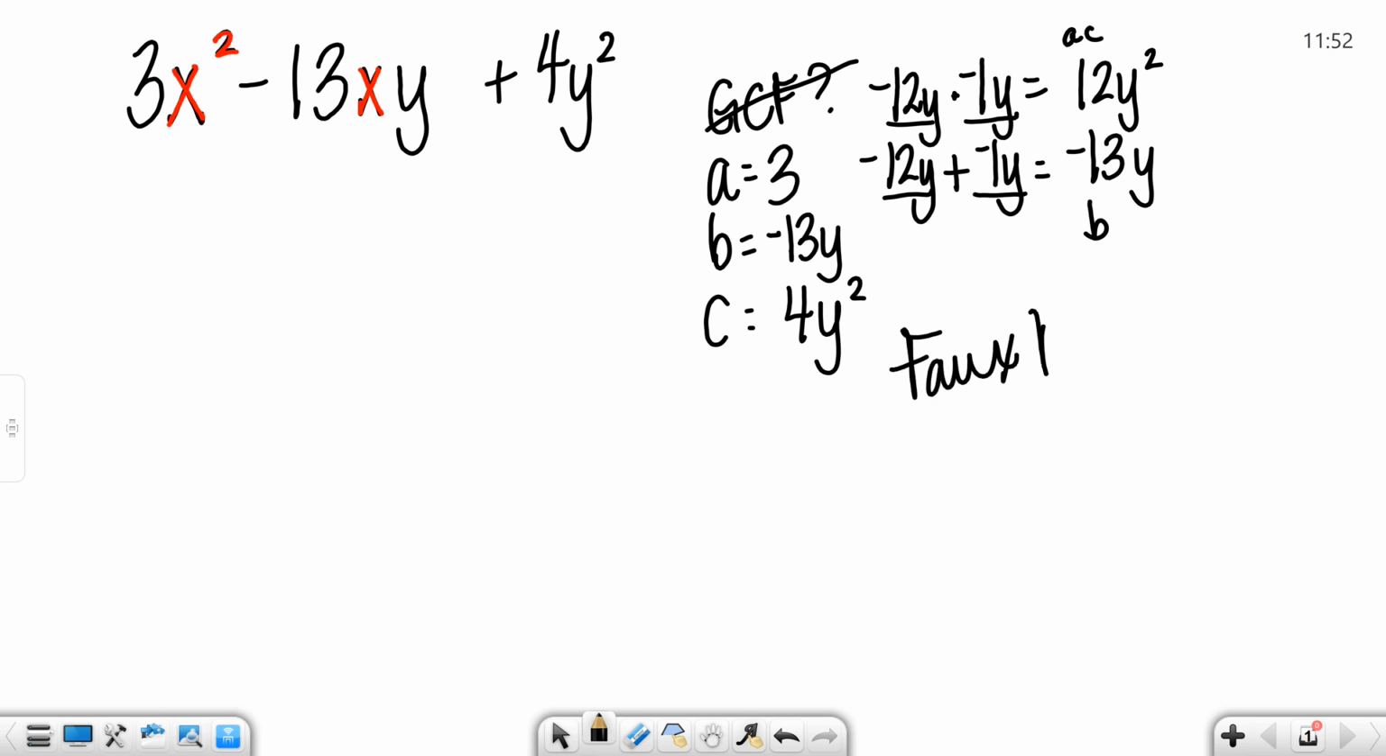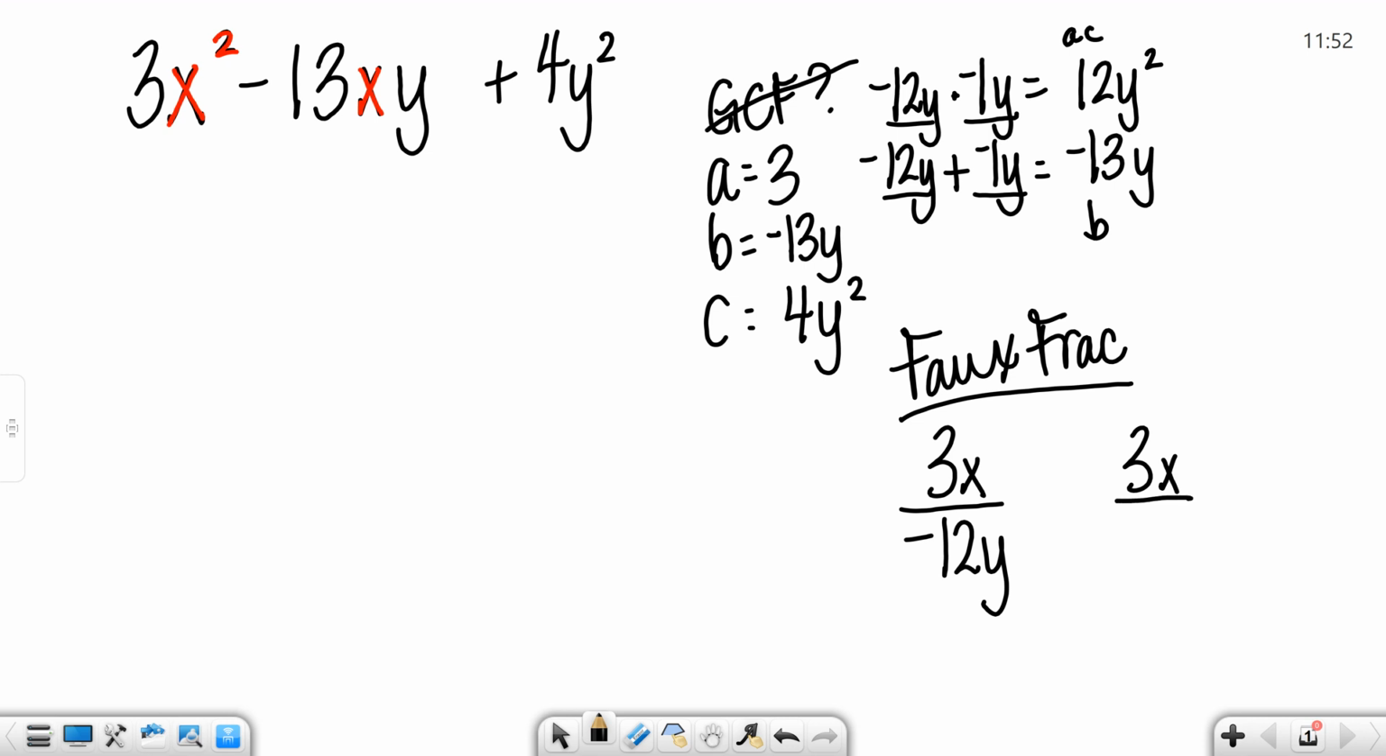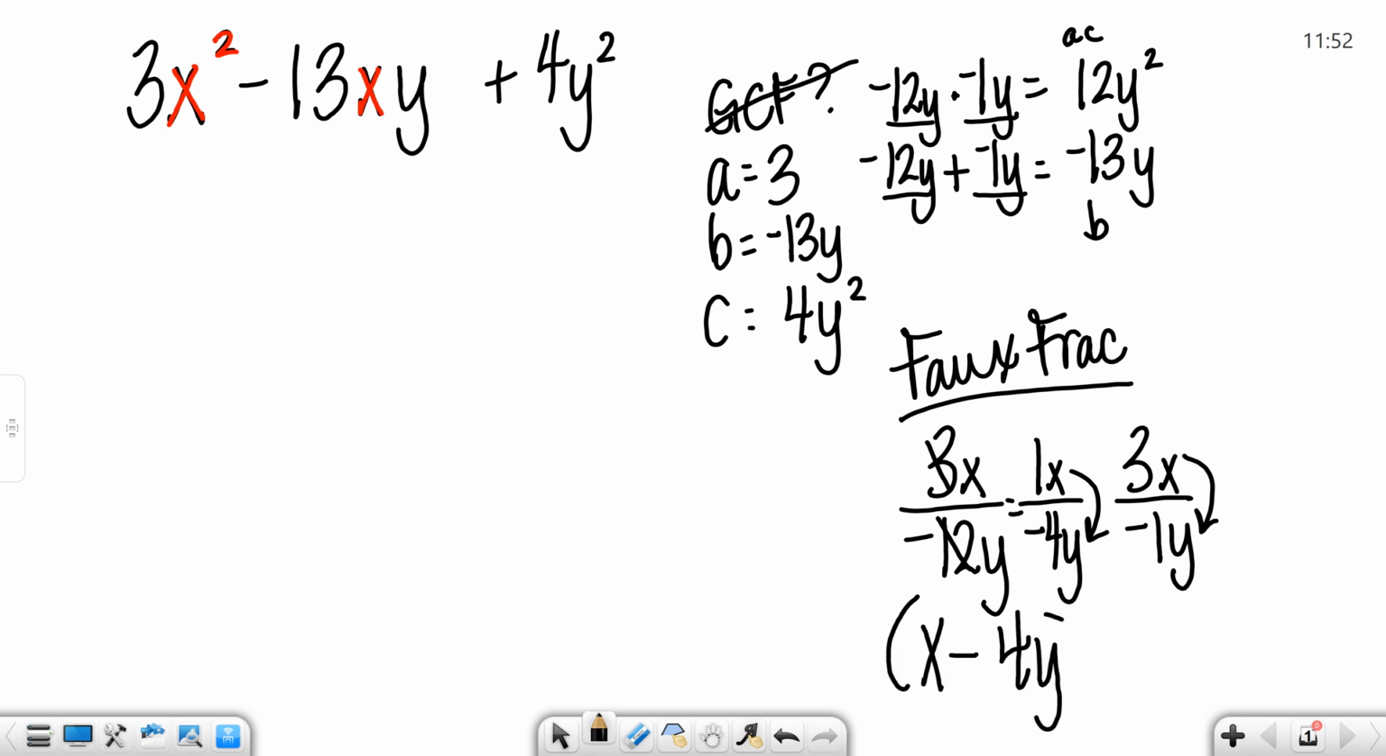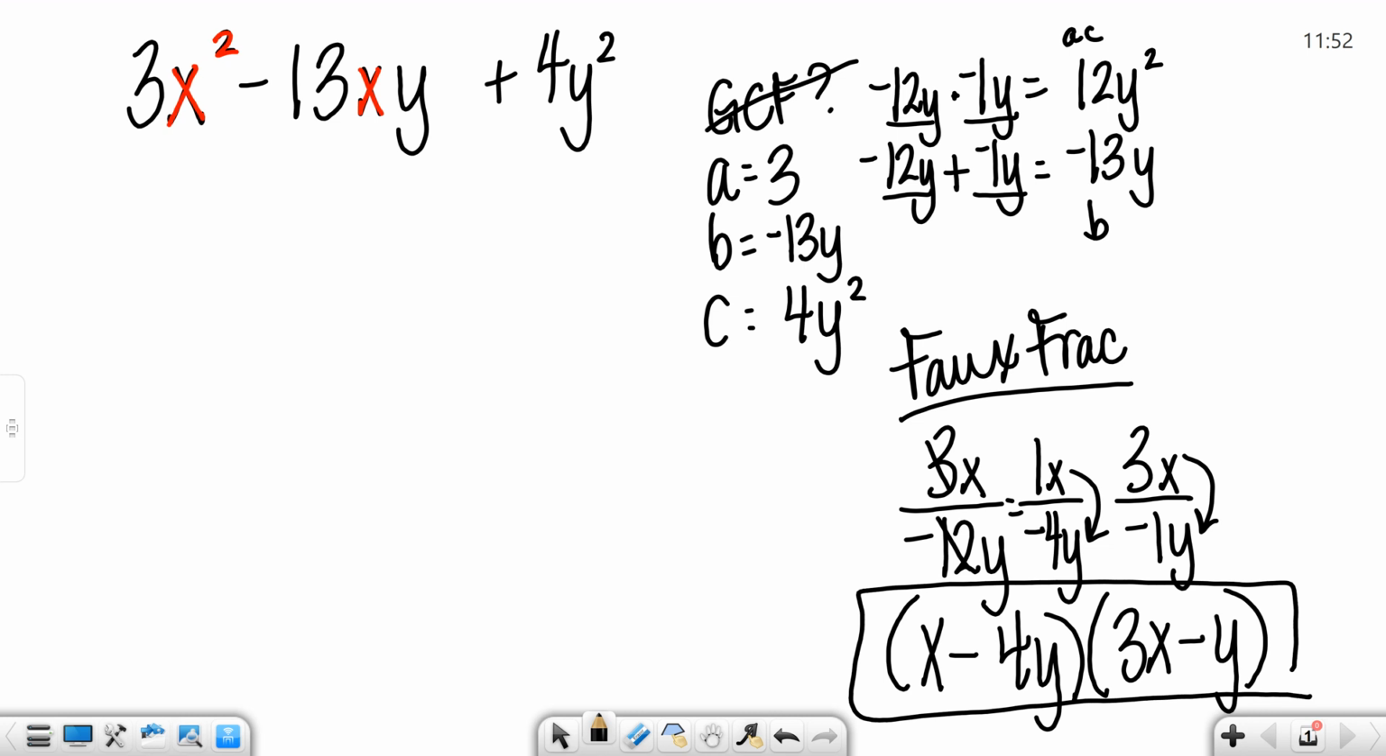I'm going to do faux fractions. It's my favorite. So my A value is 3. It gets an x. It goes over one value I found. My A value gets an x. It goes over the other value I found. If you can simplify, you do. 3 goes into itself once. It goes into negative 12 negative 4 times. So I read my factors. I would have x minus 4y times 3x minus y. That would be my factors, even if you did grouping.